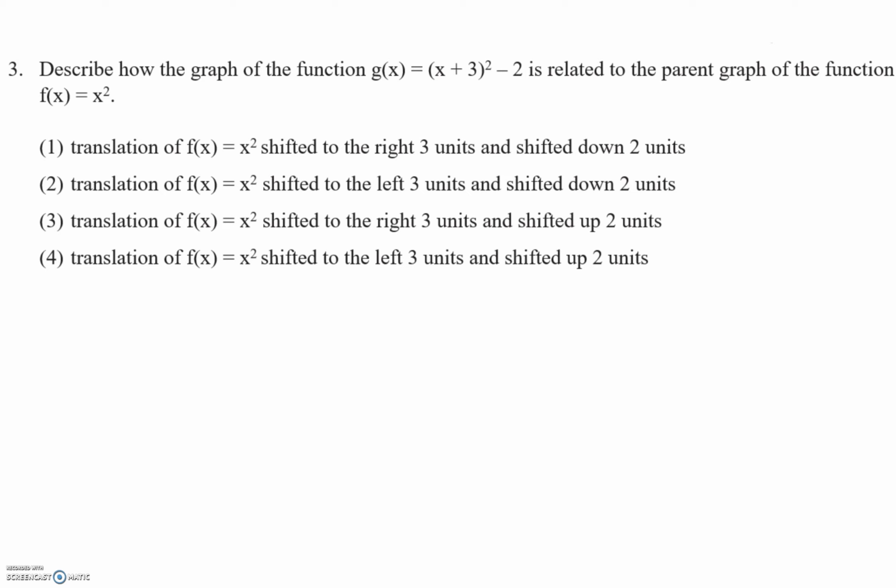For 3, describe how the graph of the function (x plus 3) squared minus 2 is related to the parent function, which is just plain old x squared. So we have to look at the different components of what's given. So when I see plus 3, I'm thinking left 3. And when I see this minus 2 right here, I'm thinking down 2 units.